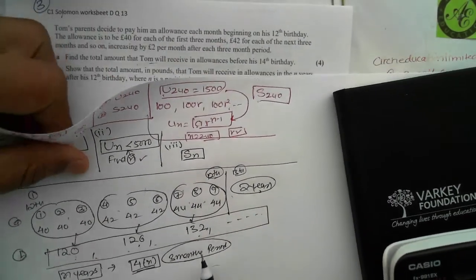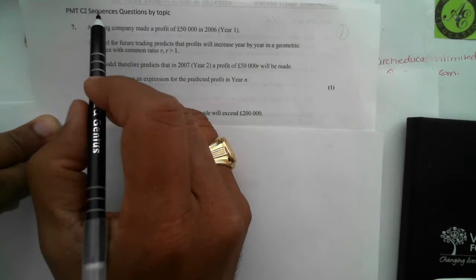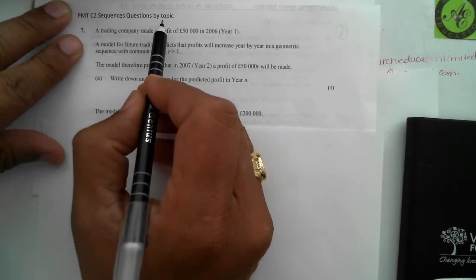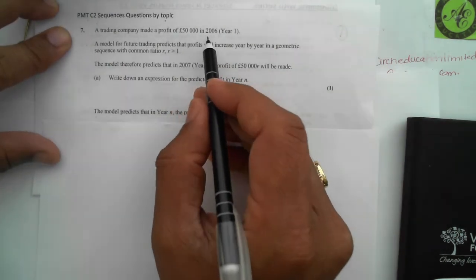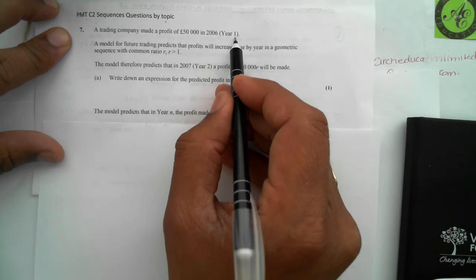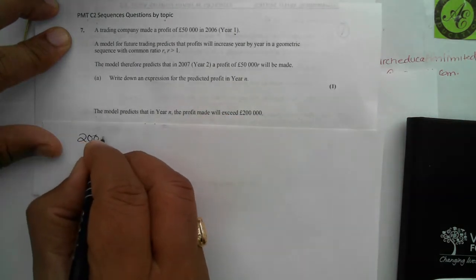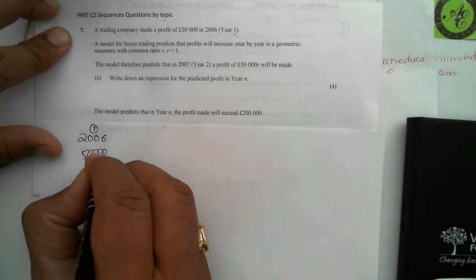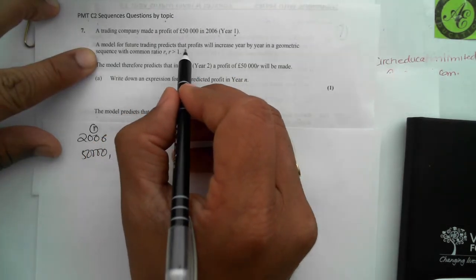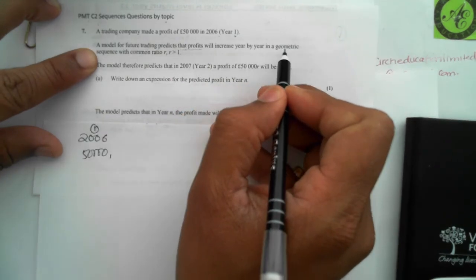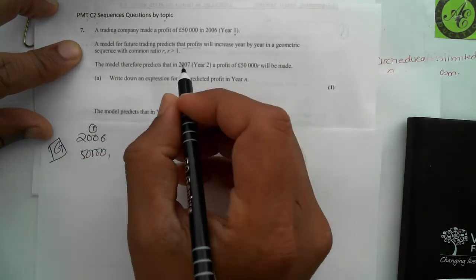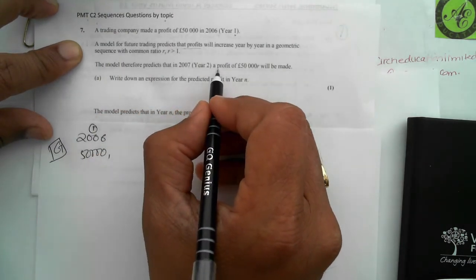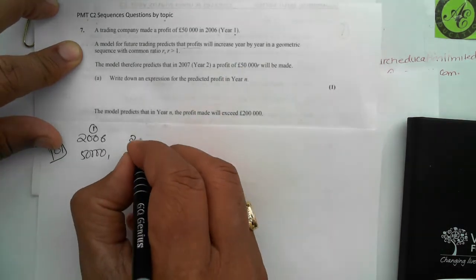Alright guys, the next question which I've copied is from Physics and Maths Tutor again. C2 questions by topic, and this is question number 7. Okay, let's read this through. A trading company makes a profit of 50,000 in year 2006. So 2006 is my year 1, and it is 50,000 profit. Okay, a model for future trading predicts that profit will increase year by year as a geometric sequence with common ratio r greater than 1. Okay, so it's clear, it's identified as geometric. The model therefore predicts in 2007 a profit of 50,000r. Obviously, we know that. The second term is ar, so 50,000r.